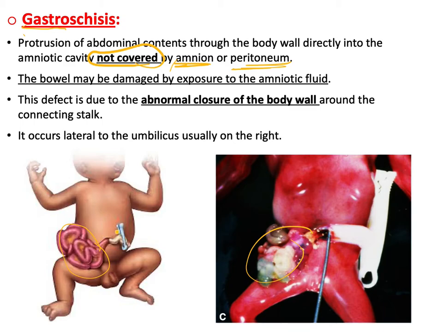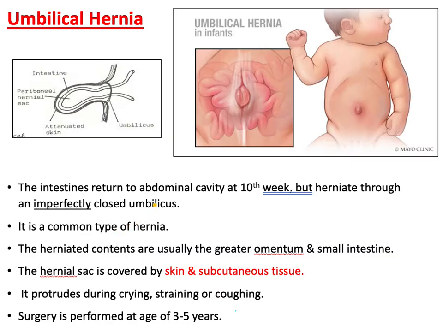So this is the gastroschisis. Also, we have the umbilical hernia. Sometimes I would say it's common, but here the intestines in general return to the abdominal cavity by the 10th week, but there is a kind of small herniation through the imperfectly closed umbilicus. That means the umbilicus is not perfectly closed.